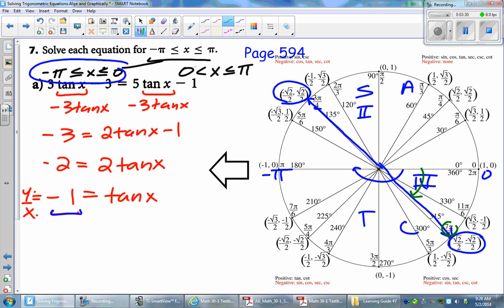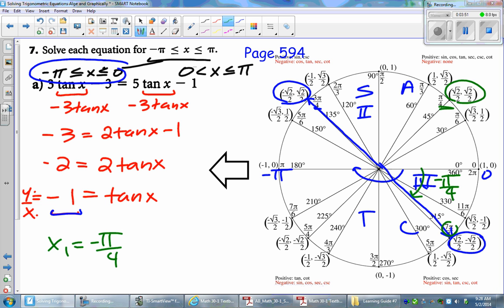And if you're not sure how I got that, just look at the first quadrant. Root 2 over 2, root 2 over 2, that coincides with pi over 4. So this angle right here is negative pi over 4, and that's my first solution. So x1 is equal to negative pi over 4.